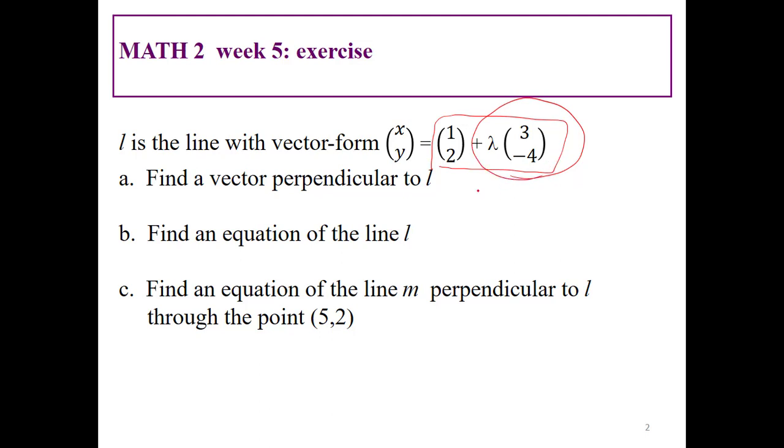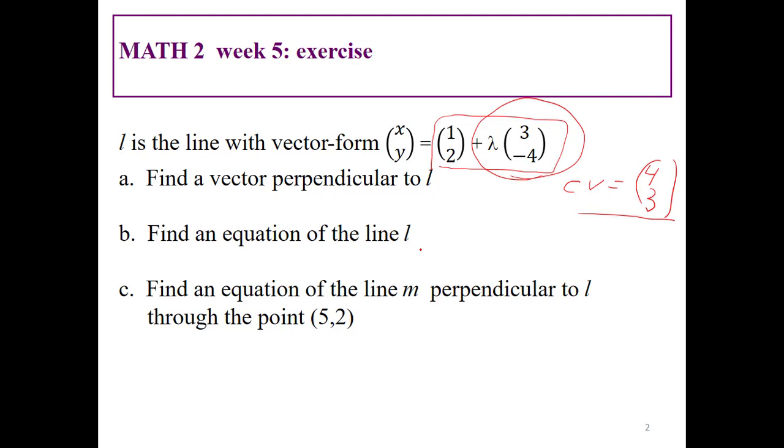And we know that the coefficient vector is perpendicular to the line. So the coefficient vector would be (4, 3). Remember the trick? Switch the two numbers and then change one of the signs. Okay, this one is perpendicular to the line.